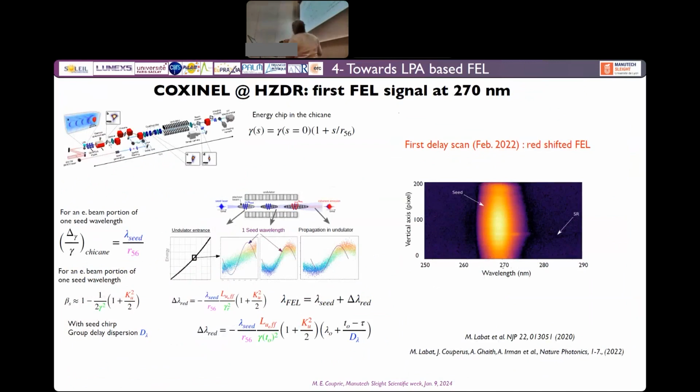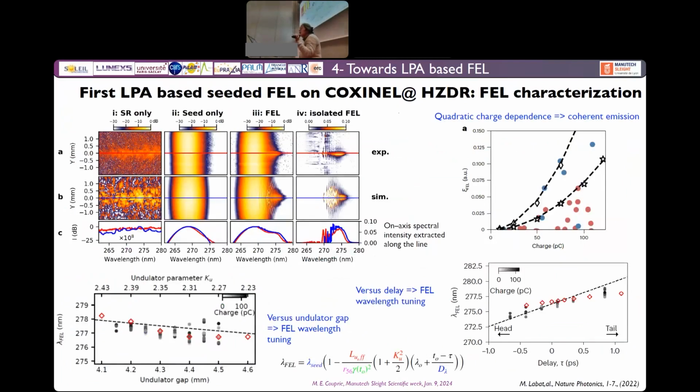And actually, it is red-shifted because we have a chirped electron beam in the chicane, which leads to an elongation of the FEL modulation. So we are red-shifted, which is very convenient to see the FEL. So we can see that indeed we have the FEL when we measure the seed alone, the spontaneous emission alone, and then the FEL. Compare with the modeling.